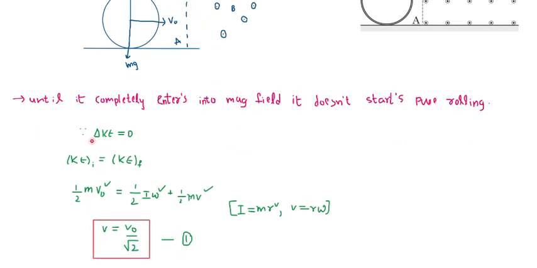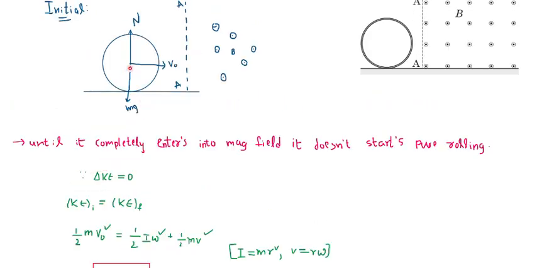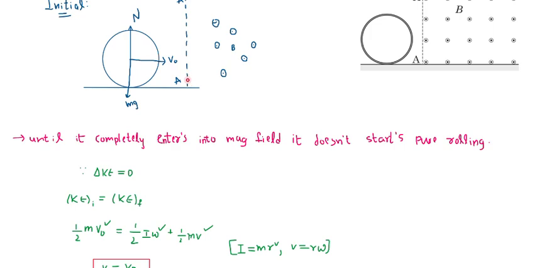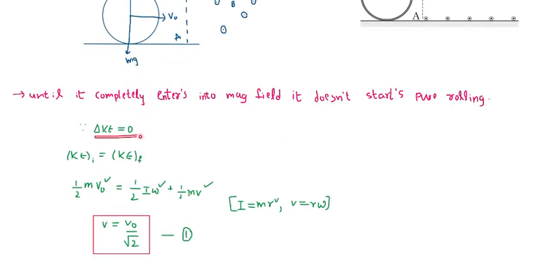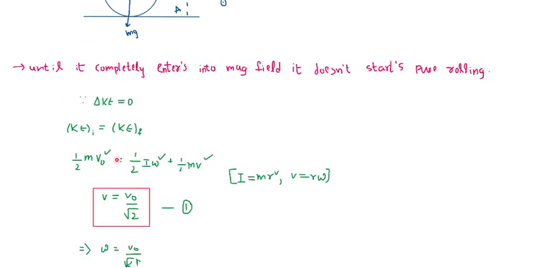In this case, the change in kinetic energy is zero. Why? The work done by gravity is zero, because the velocity and gravity are always perpendicular. The work done by the normal is also zero. As we know, magnetic force doesn't do any work. So from the work-energy theorem, the work done equals the change in kinetic energy, and since the work done is zero, the change in kinetic energy is also zero. So we write KE initial equals KE final.